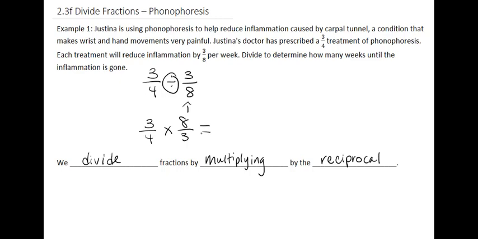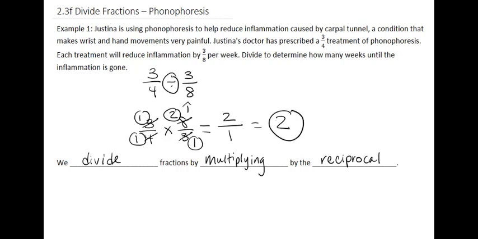Now because we are in multiplication, we can also reduce before we multiply out. So this 3 and 3 each becomes 1, because 3 divided by 3 is 1. And 4 divided by 4 is 1. 8 divided by 4 is equal to 2. So on the top, we get 1 times 2 is equal to 2. And on the bottom, it's 1 times 1, which is equal to 1. So our final answer is equal to 2.